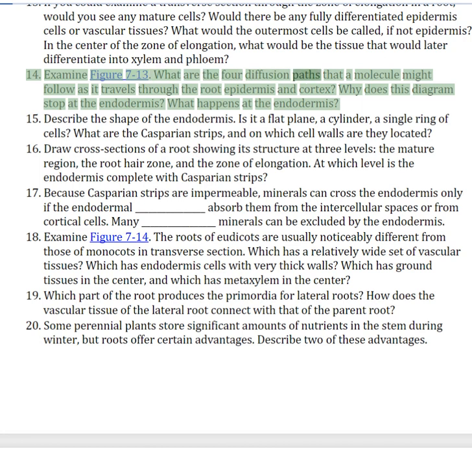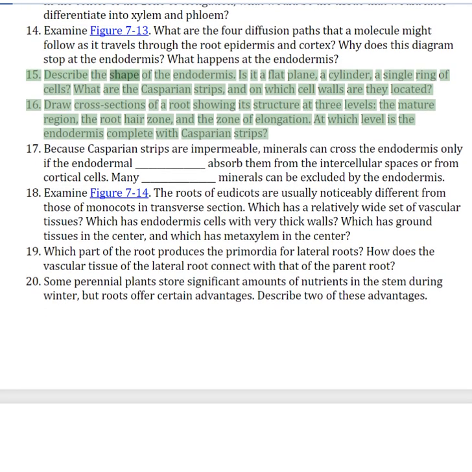What are the 4 diffusion paths that a molecule might follow as it travels through the root epidermis and cortex? Why does this diagram stop at the endodermis? What happens at the endodermis? 15. Describe the shape of the endodermis. Is it a flat plane, a cylinder, a single ring of cells? What are the Casparian strips, and on which cell walls are they located?